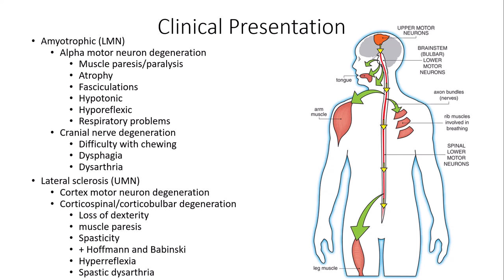And lateral sclerosis represents the upper motor neuron problems. And here the cortex motor neurons are degenerating, as well as the corticospinal and corticobulbar tracts. This leads to a loss of dexterity, muscle paresis, spasticity, upper motor neuron signs, positive Hoffman's and Babinski, as well as hyperreflexia and spastic dysarthria. So that spastic presentation is going to be indicative of the upper motor neuron problems.